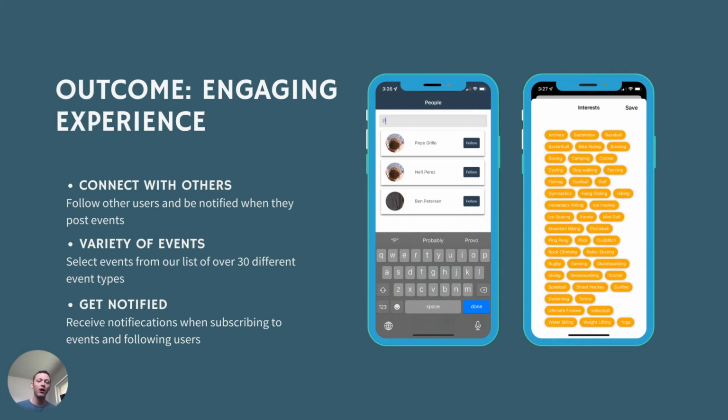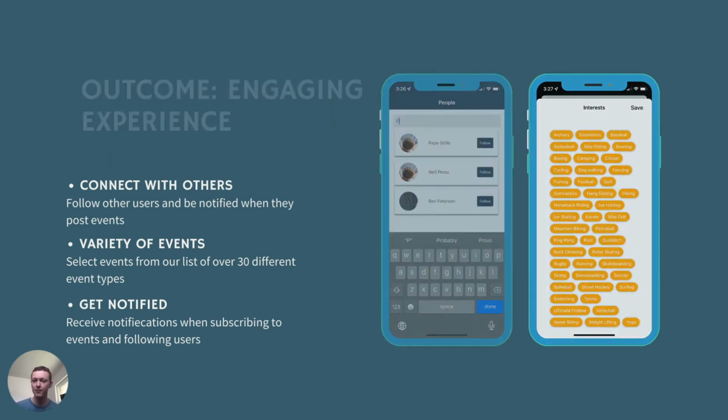We also wanted to make it an engaging experience by making it easy to engage with other people. So on the app, everyone creates a profile, and you're able to see other people's profiles and the events that they like. You can follow people, and so you'll be notified when they create events. And you can subscribe to people and get notified for their different activities, as well as there's a variety of events.